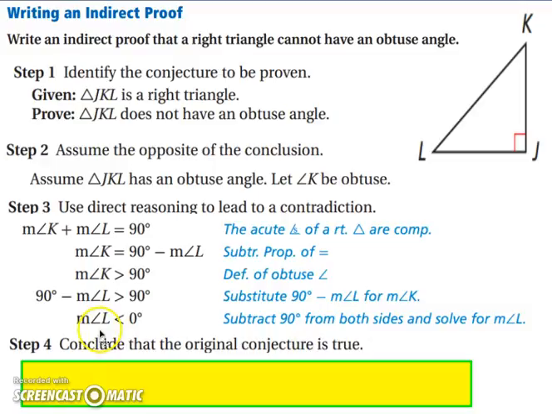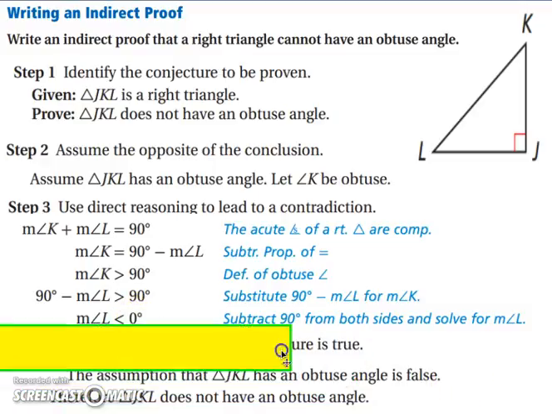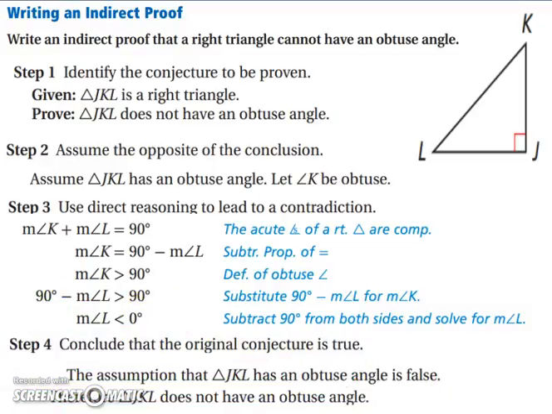Wait, that doesn't make sense. You can't have a measure of an angle being smaller than 0 degrees. That's why the conclusion of the original conjecture is true. Because once you've used this contradiction method, you get to a point where it either contradicts the given or it's saying something that's impossible to happen. So then you can state, therefore, triangle JKL does not have an obtuse angle. It can't.